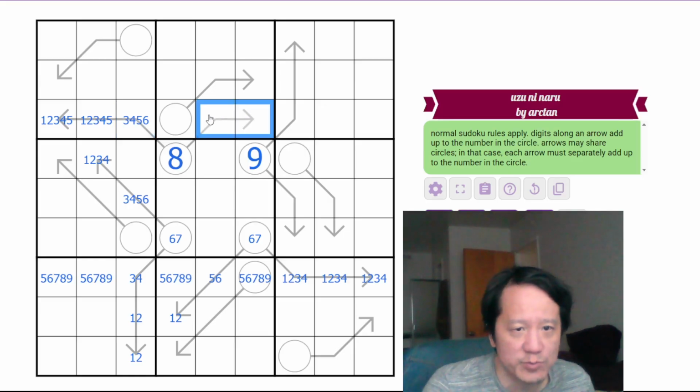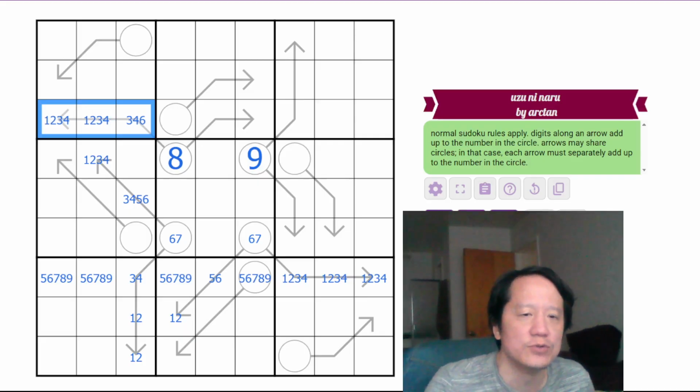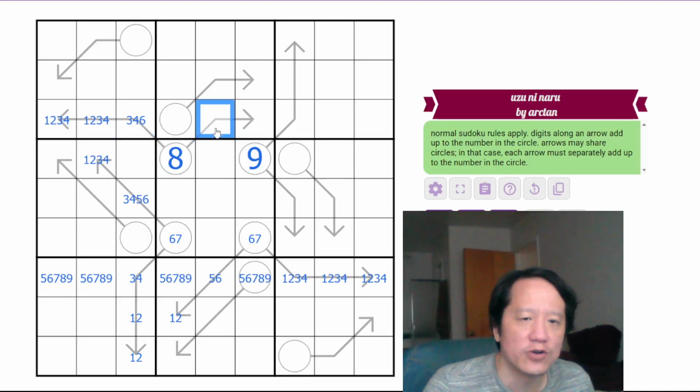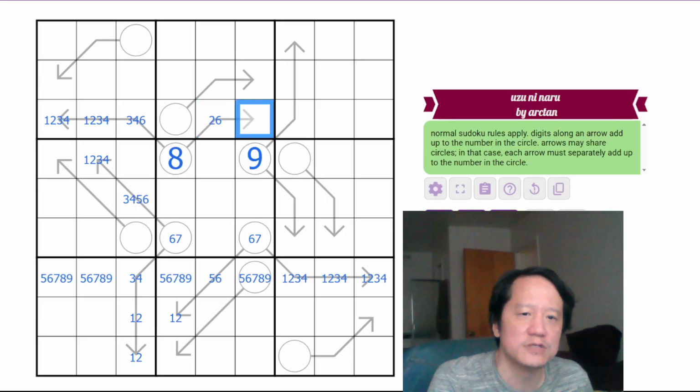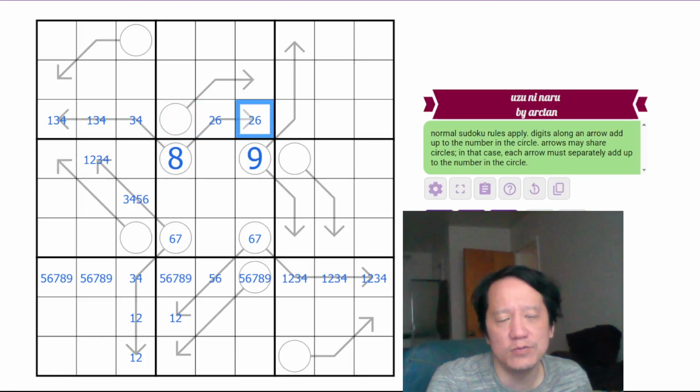And again, this must be 1, 2, 3, 4, and 6, adding up to 16 here. So we have 1, 2, 3, 4, 6. But to add up to 8 with 2 unique digits out of that set, it has to be 2 and 6, which eliminates 2 and 6 in the rest of the row.